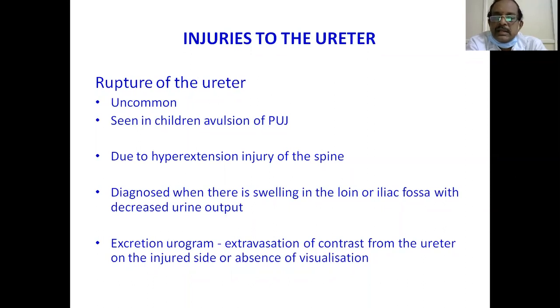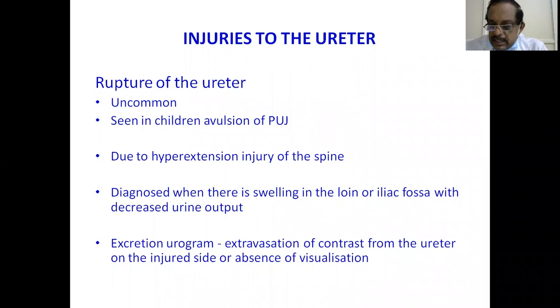When there is swelling in the loin or iliac fossa with decreased urine output, you have to suspect rupture of the ureter in a child. Of course, in the excretory urogram, there is extravasation of the contrast from the ureter on the injured side, or on that side your kidney cannot be seen. That is called a non-visualized kidney, which can be there in injury to the ureter in children.